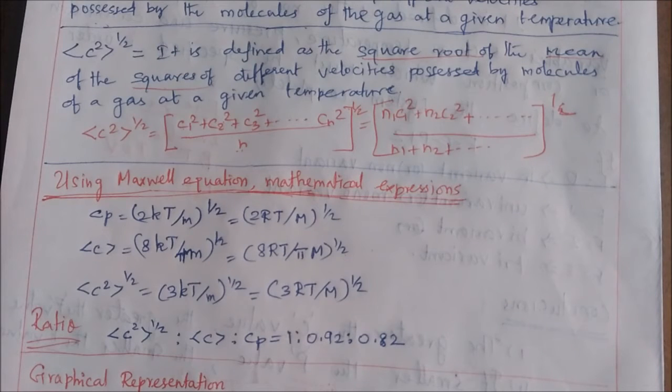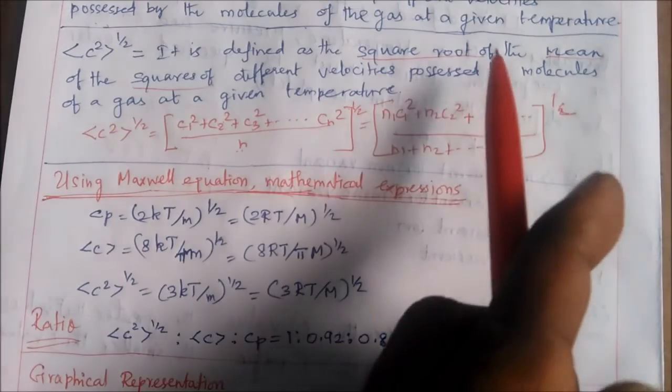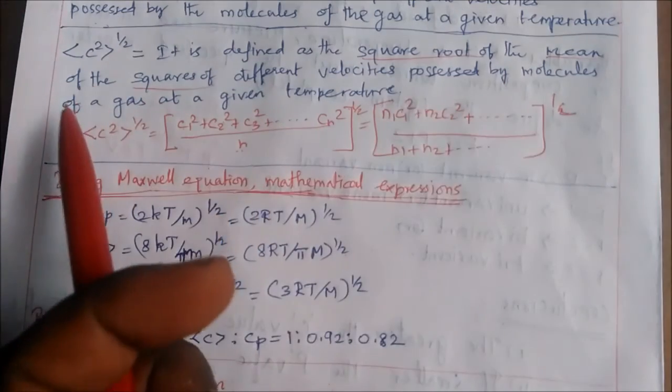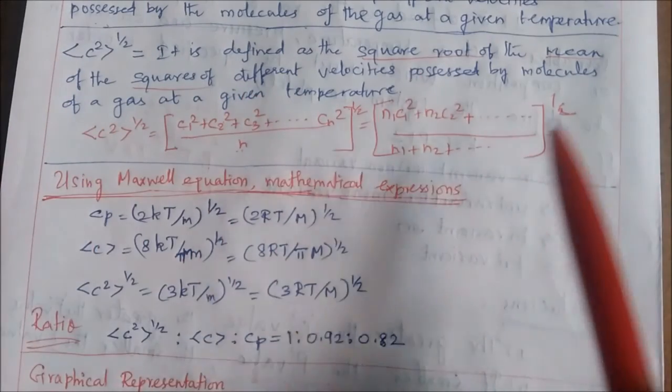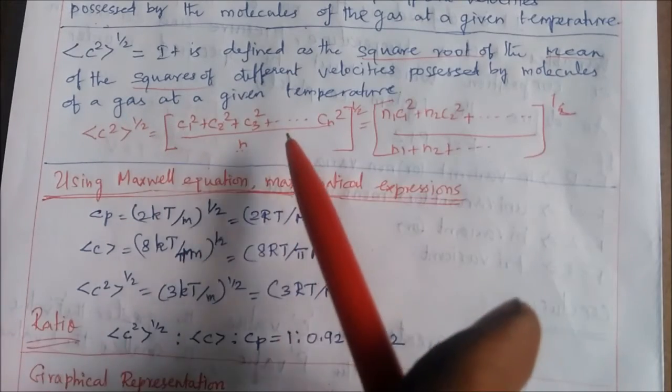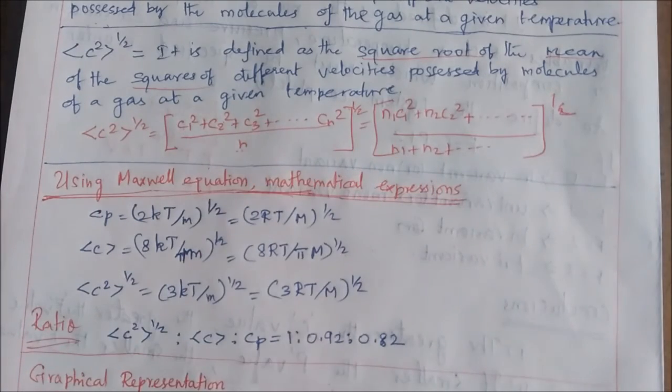So likewise we have to calculate. It is defined as the square root of the mean of the squares of different speeds possessed by molecules of a gas at a given particular temperature. Likewise we can find the root mean square velocity. Next, these are the definitions and representations for different speeds or different velocities.